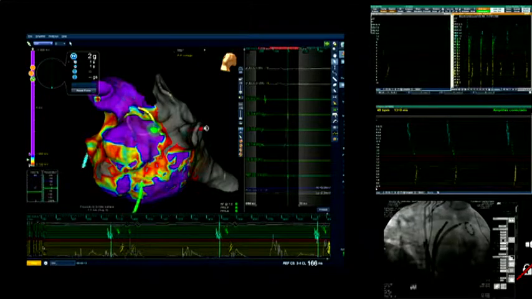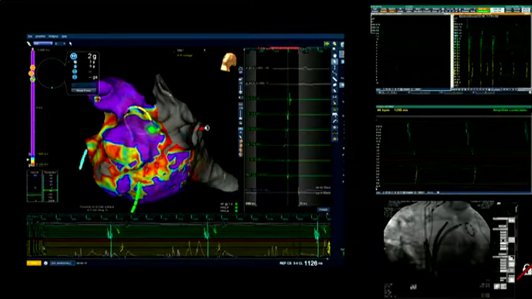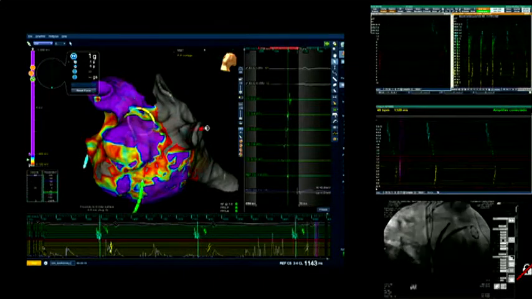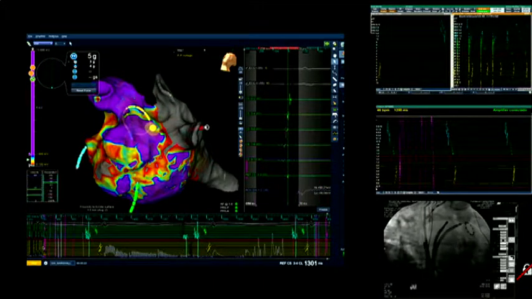Well, this is the screen with the live electrograms. Although it's very noisy, I think that the problem is in this connection over here.